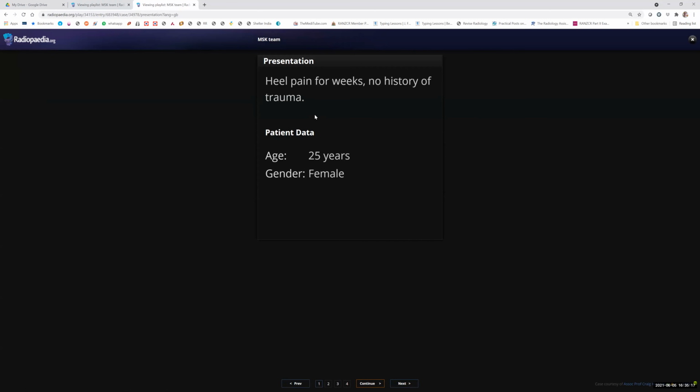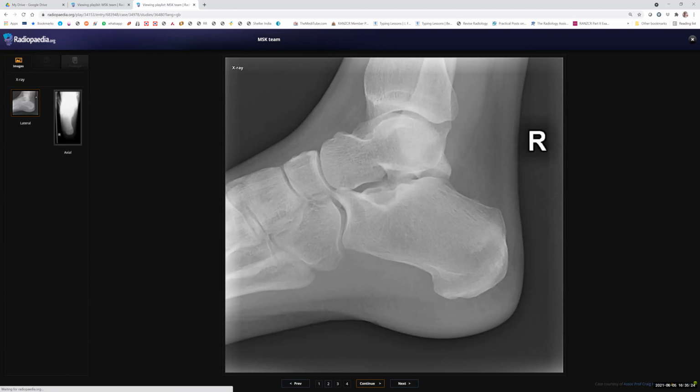Okay, the second is a 25-year-old female with heel pain for weeks, and there's no history of trauma. This is again a radiograph of the right ankle. Can I have another view, an orthogonal view? You have to say the findings in the given view, and then you have to earn the other view.